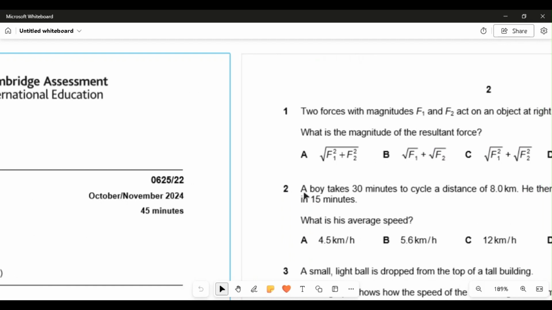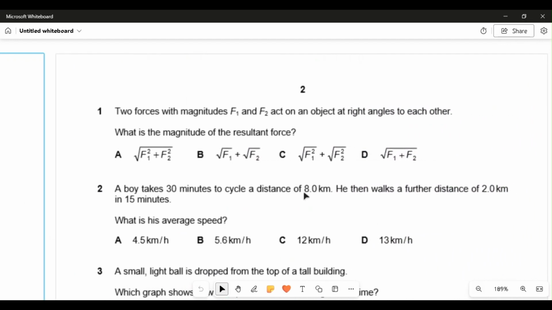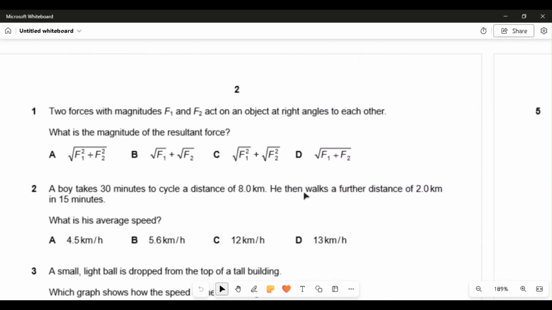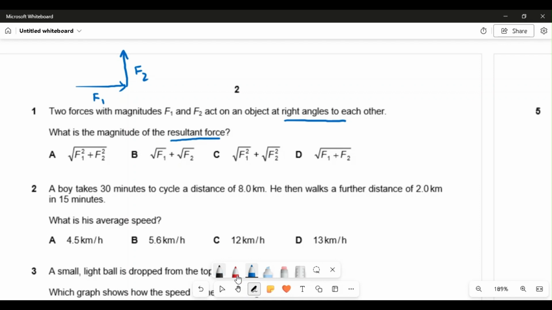Question number 1 first is two forces with magnitudes F1 and F2 acting on an object. These forces are perpendicular, at a right angle to each other. Find their resultant force. We know that whenever two forces are at right angles to each other, the forces make a right triangle and their resultant can be simply found by Pythagoras.